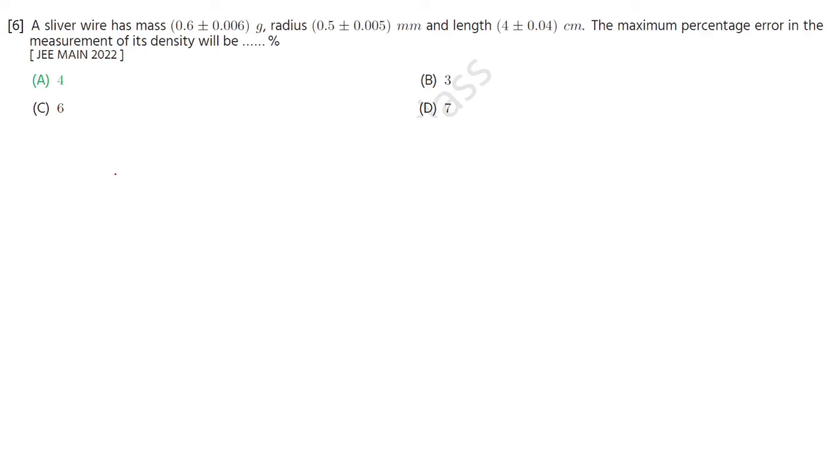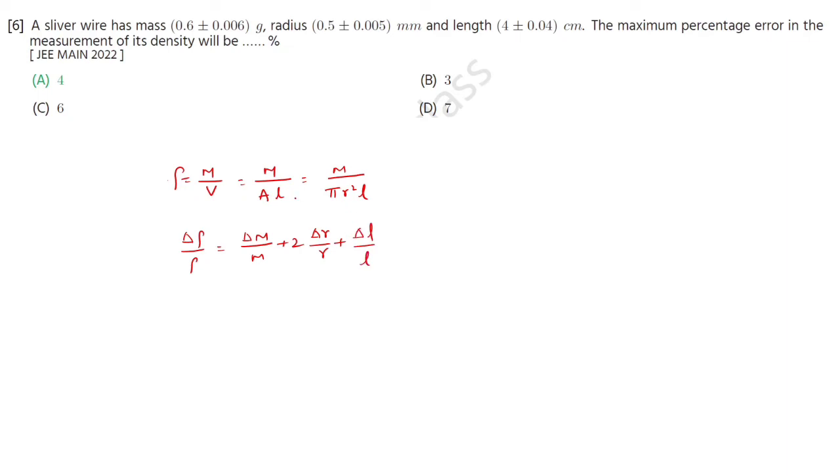See the next question. A silver wire has mass 0.6 plus or minus 0.06, and similarly radius and length are also given. They are asking the maximum percentage error in the measurement of its density. So density is nothing but mass by volume, so we can write volume as area into length. Again, area we can write as pi r square into L. So now delta rho by rho is equal to delta m by m plus 2 into delta r by r plus delta L by L.